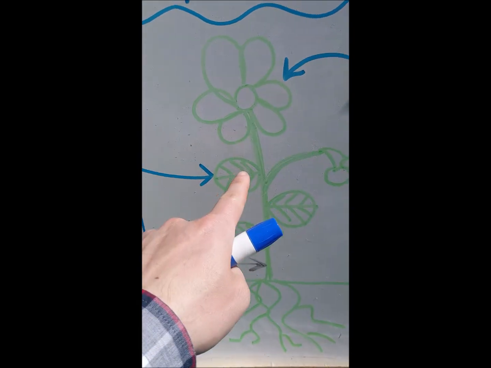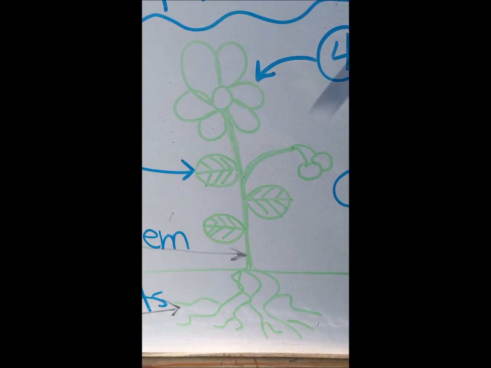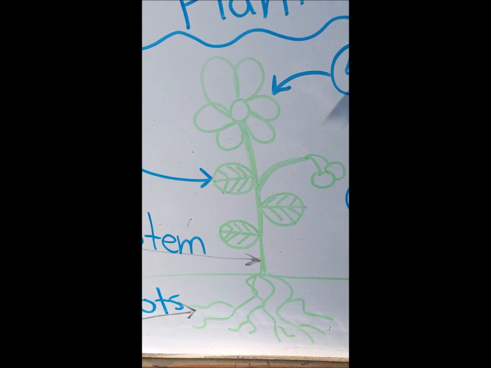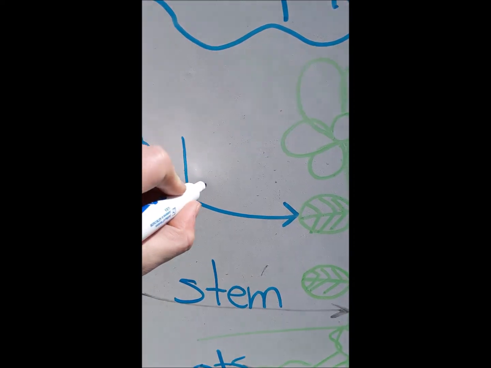Next, we have these things on the plant. These help get the sunlight for the plant. The plant needs the sunlight to help it make its own food and to survive. This part of the plant is called, I bet some of you know this, this is called the leaf.